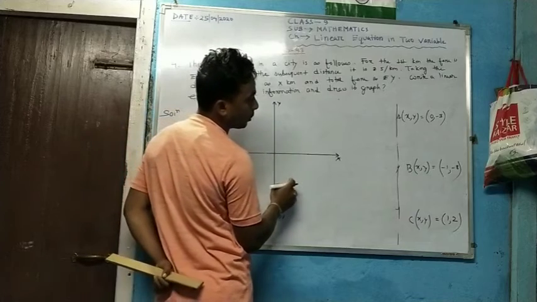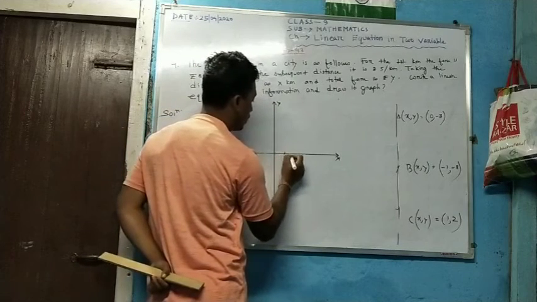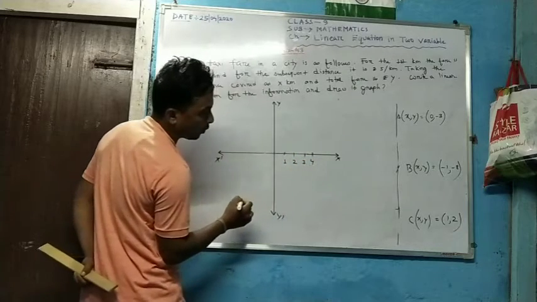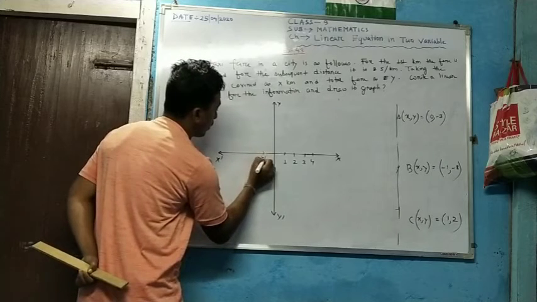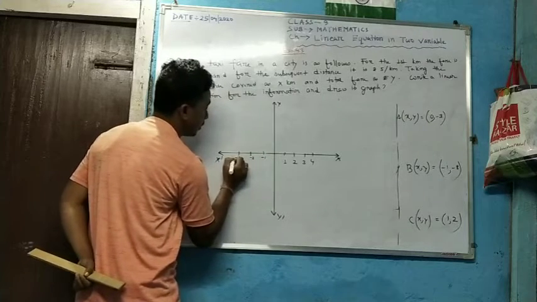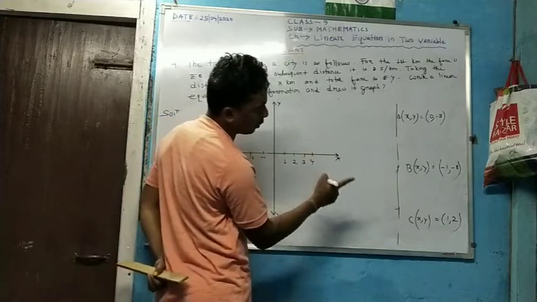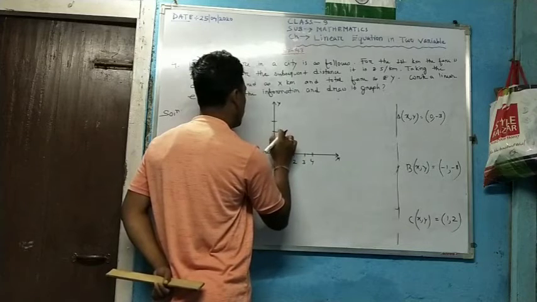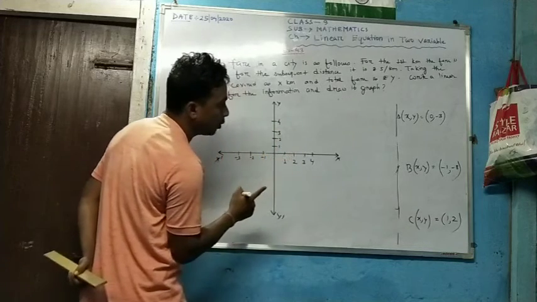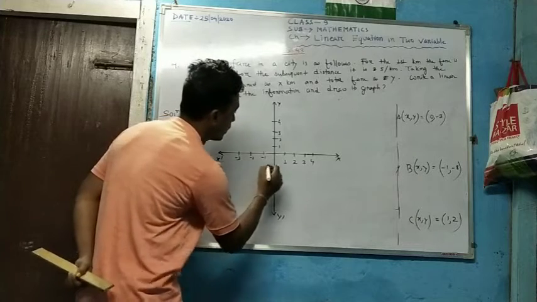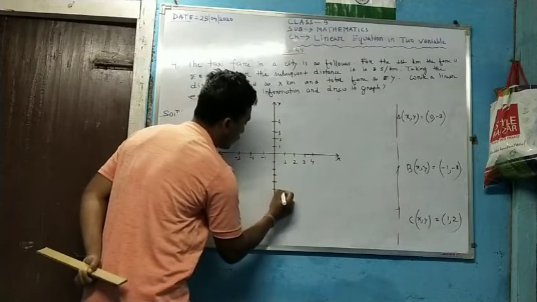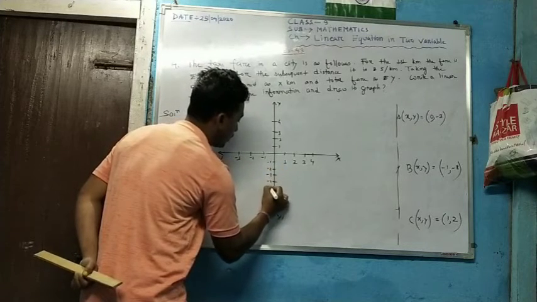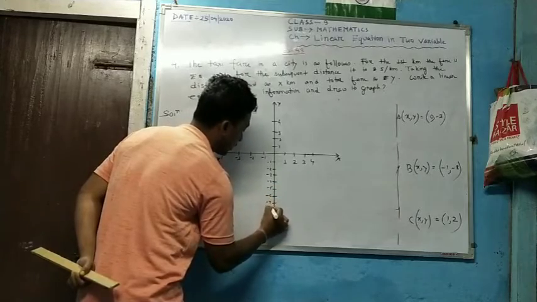The positive value of x is 1, so I need to take 1, 2, 3, 4, and the negative value of x is minus 1, minus 2, minus 3. What is the positive value of y? The positive value of y is 2. 1, 2, 3, 4, and the negative value of y is minus 8. So 1, 2, 3, 4, 5, 6, 7, 8. Minus 1, minus 2, minus 3, minus 4, minus 5, minus 6, minus 7, minus 8.